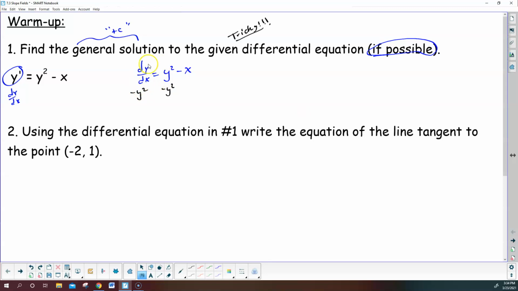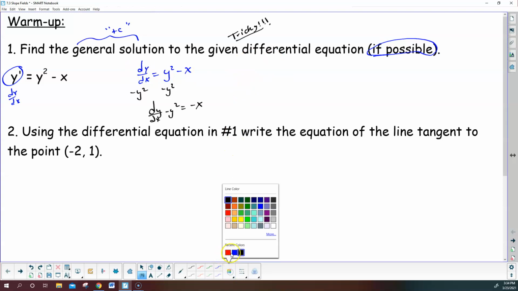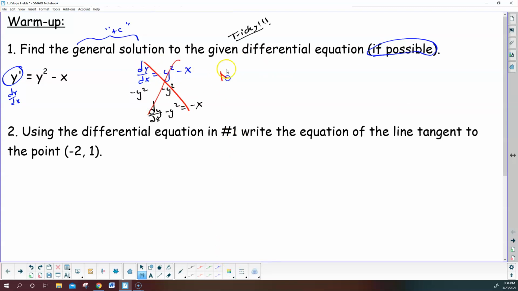Now, this is incorrect, so do not write this down. But if I was to try to move this over, I would have dy dx minus y squared equals negative x. Now, notice I can't just move the dx over here because that affects this problem. So there isn't any amount of algebra that we can do that will get a dy and an x combined together so we can do the integral. So in this case, it is not possible. Now, just because a differential equation is not possible to solve doesn't mean we can't still use it.